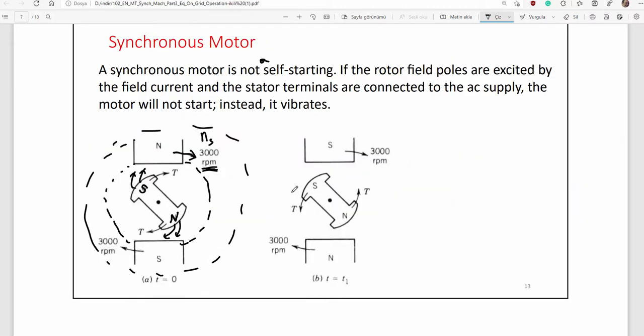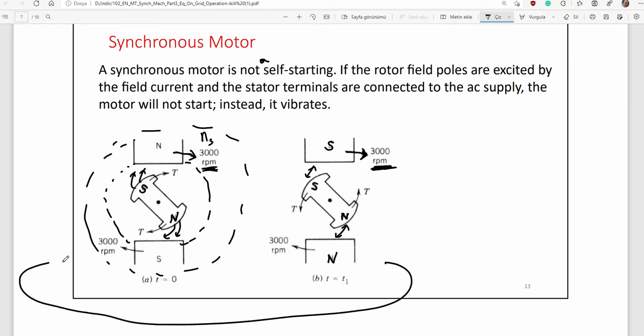So after a short while, a few milliseconds later, for example, rotating magnetic field runs faster. So here would be S pole and here would be N pole, because it is already running at the constant speed of ns. Now rotor is again about at the same position. Now it is repelled, as you see, repelled. Now then again it continues.